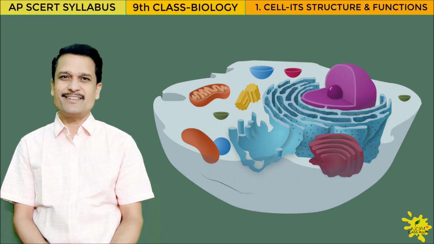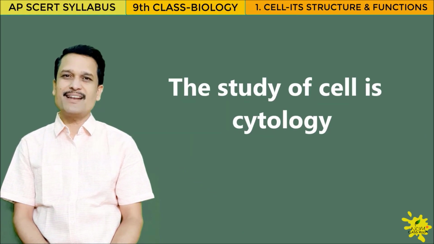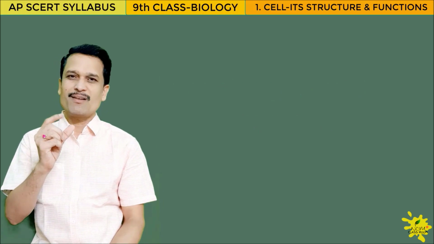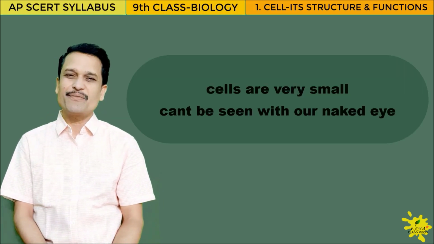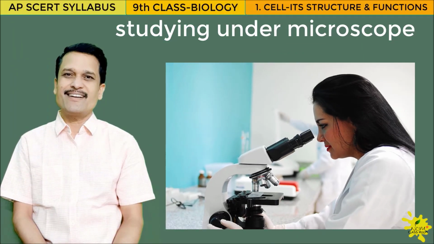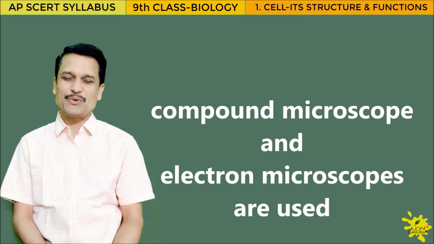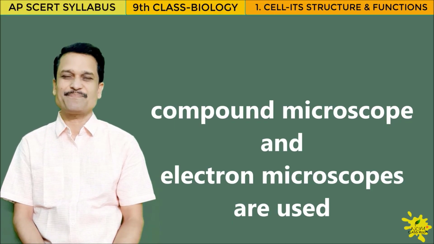We have already studied about the discovery of cell, its size and shape. The study of cell is cytology. Cells are very small and cannot be seen with our naked eye. So, cells are studied under microscope. For this purpose, compound microscope is used in our laboratory. For a detailed study, electron microscopy is used.